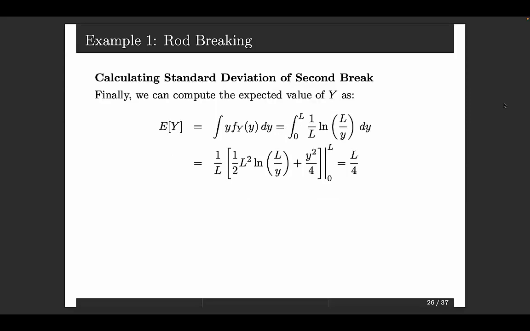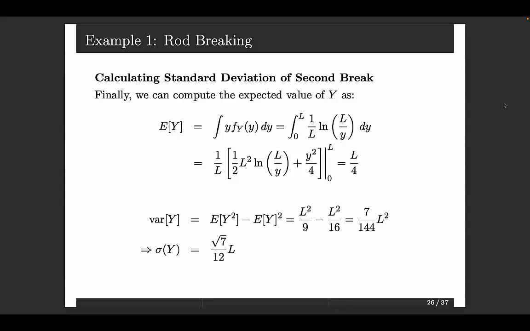From here, we can compute, first of all, the expected value of y, which is the integral of y f of y dy. In this case, y is bounded between 0 and L, which is the maximum possible value of y. The integral is a little bit nasty to deal with. If you go through the evaluation, you'll find capital L over 4. Now, this should correspond to your intuition because the expected value of the first break is 1/2 of L, and the expected value of the second break is half of that, which is L over 4.